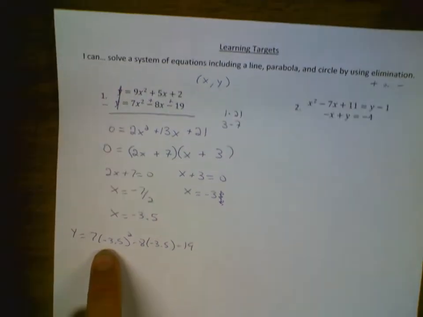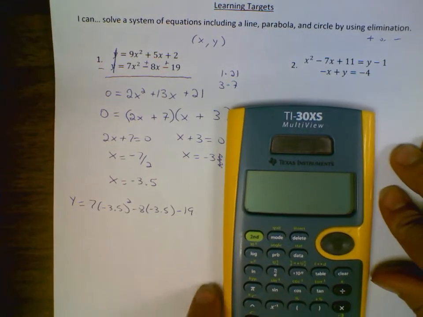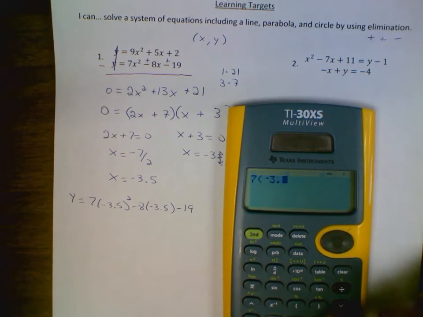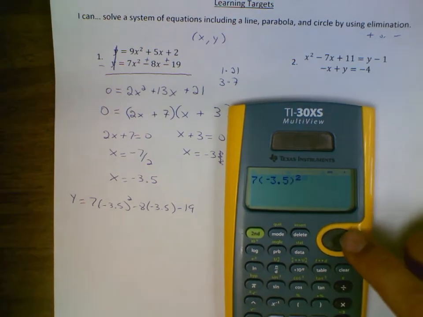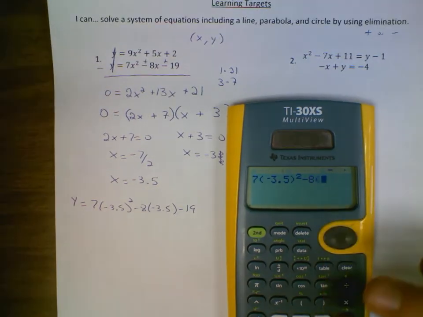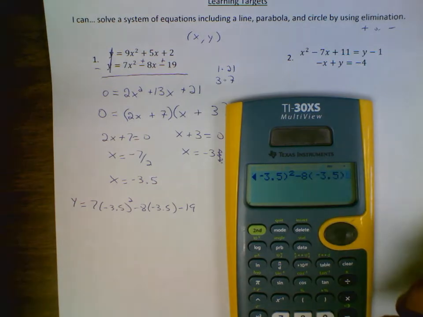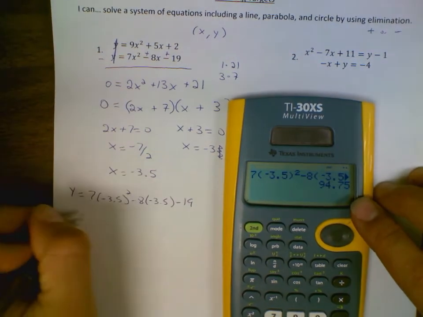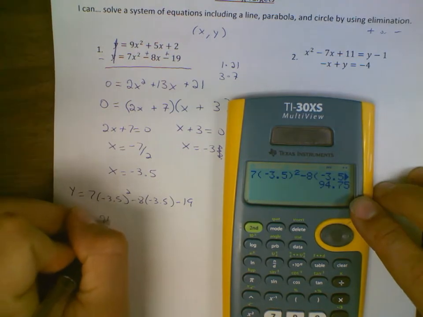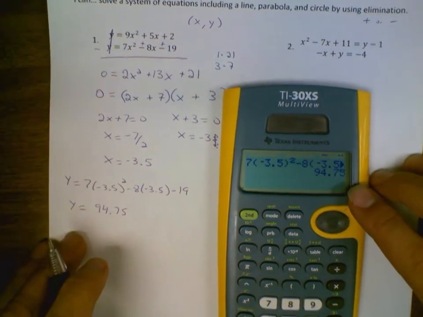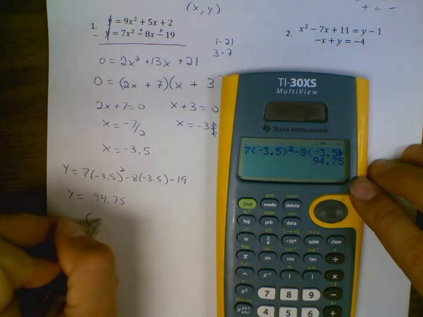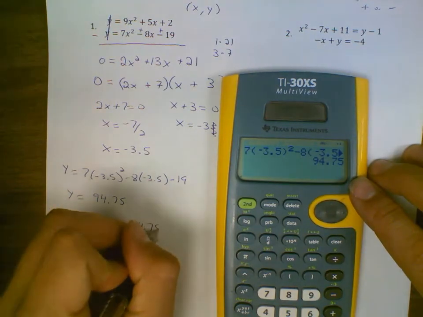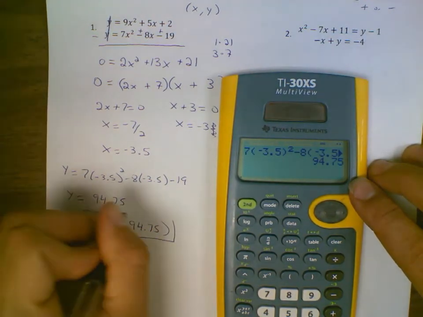So if you take a calculator here, I have a scientific calculator. I'm just going to type all of this in. So 7 times negative 3.5 squared minus 8 times negative 3.5. Then I'm minusing 19 from that. I get 94.75. Okay, so my ordered pair, my first solution, would be negative 3.5, comma 94.75. Okay, that is one solution of the system.